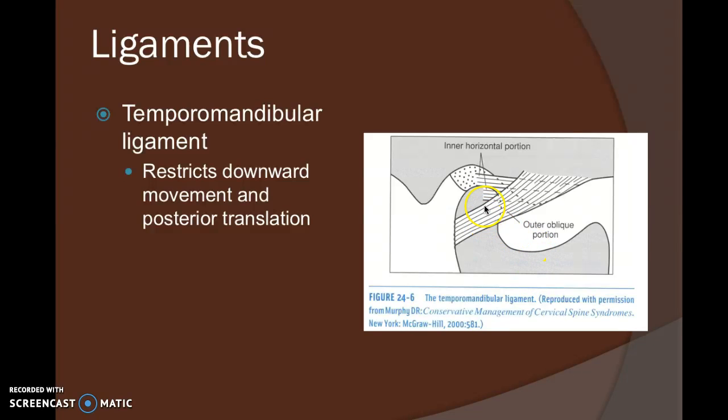So in this particular picture, this is a temporomandibular ligament, and it is on the right side. So the ear is back here and the nose is up here. So we see that the ligament goes from superior to inferior and from anterior to posterior, and there are two different portions. But basically they keep the mandible from moving down and back.